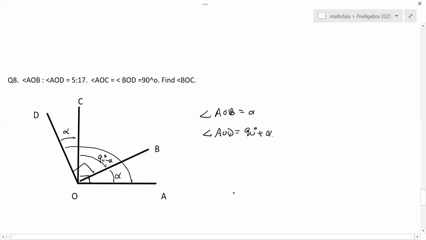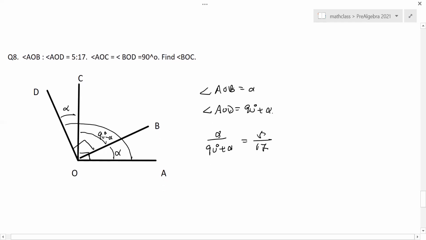That's it. Once you express that in this form, then you can use the above equation, alpha over 90 degrees plus alpha is going to be 5 to 17, AOD, okay? So you can solve for alpha. You multiply this out: 17 alpha equals 5 times 90 degrees plus 5 alpha, okay? So 17 alpha minus 5 alpha is 12 alpha, okay?